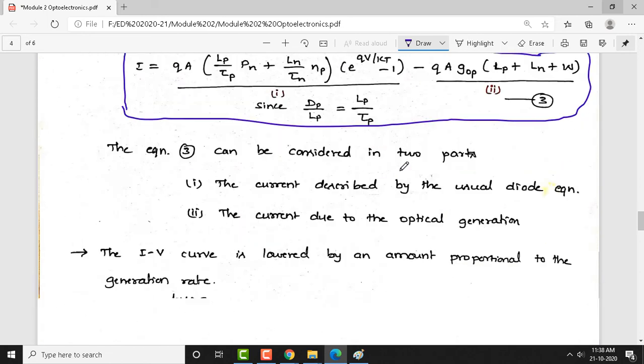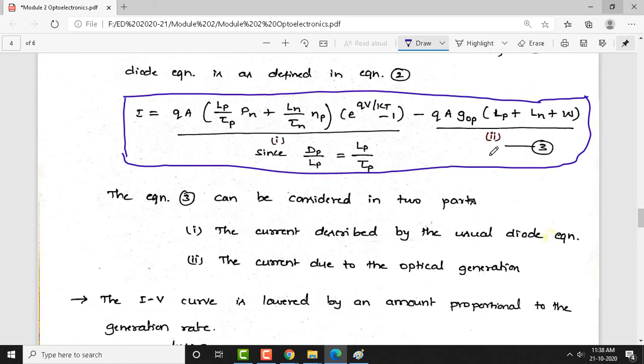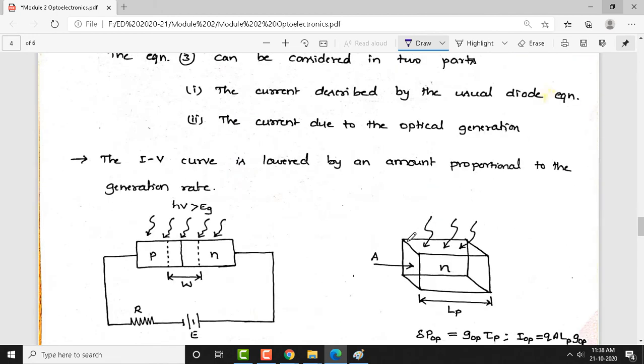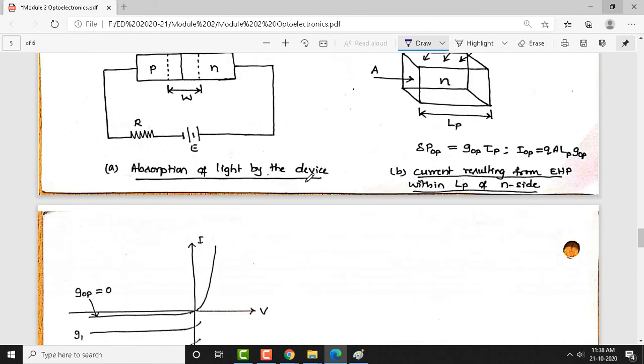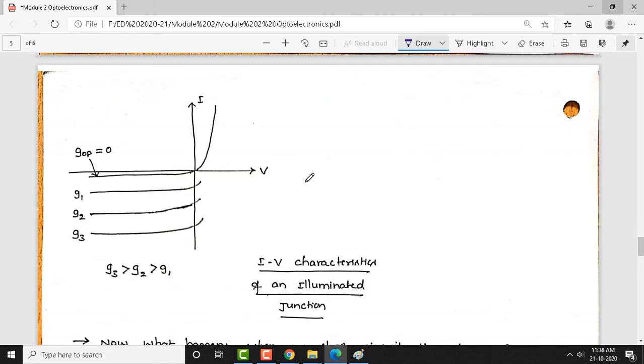Now, if you observe equation 3, it has two parts, the first part and the second part. The first part tells you the diode current, the usual diode equation. The second part tells you the optical generation current. The pictorial representation we have shown here shows how exactly the currents are generated. Let us look at the characteristics now.